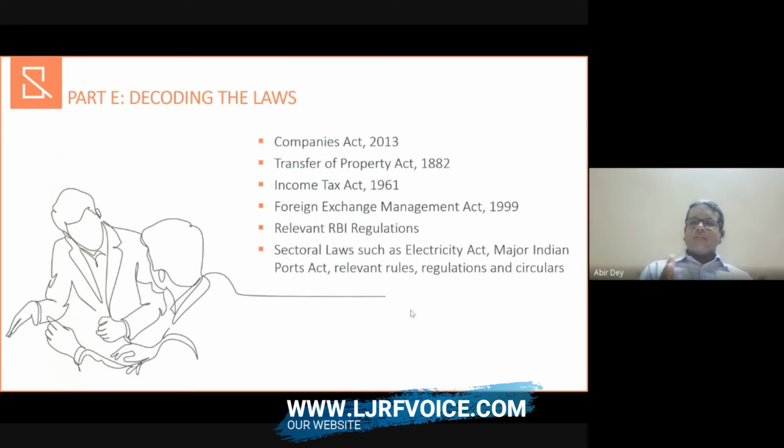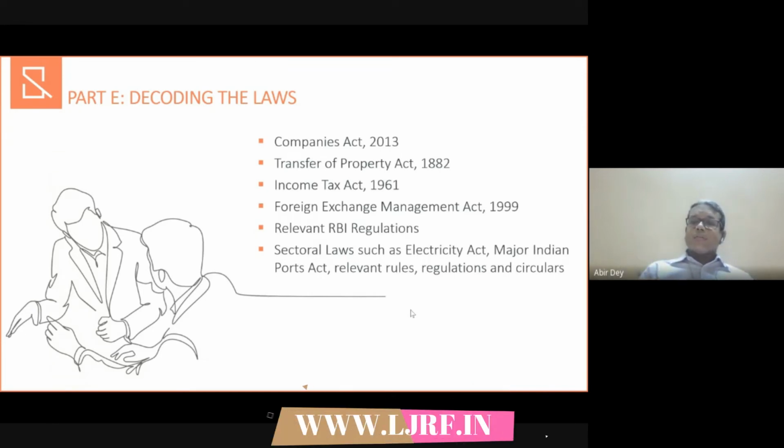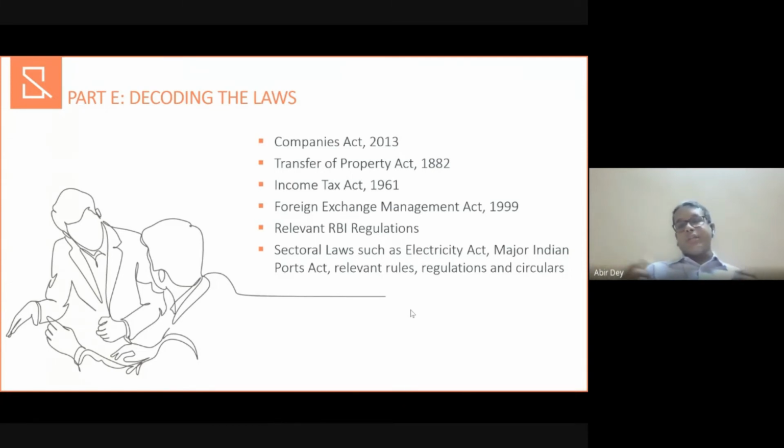So this is RBI regulation. Then there are multiple sectoral laws. When you're dealing with a power project, you'll have to deal with the Electricity Act. When you're dealing with ports, there are multiple ports in Kerala, correct? So there are Ports Acts, major port, minor port, various things. Whenever new amendments are coming, you have to be aware of this. And there are related rules, regulations, and circulars.